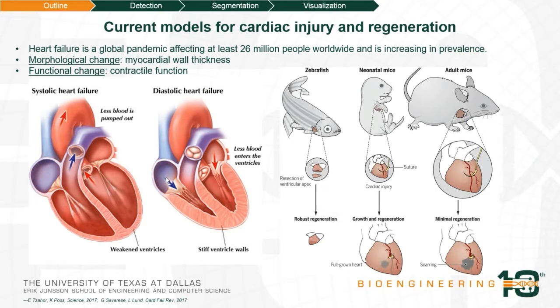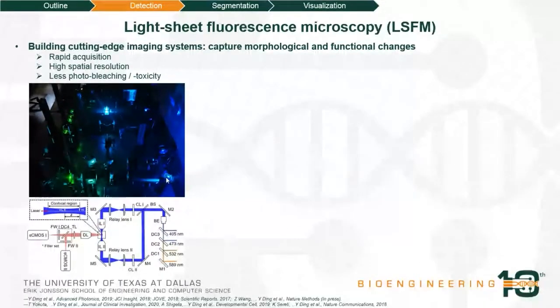However, zebrafish and neonatal mice have the capability to repair the injured heart, even if you cut one third of the ventricle. But in adult mice, they lose this capability again. The underlying mechanism of cardiac repair and regeneration is still unknown, so that's why we would like to provide some new insights from our engineering perspectives.